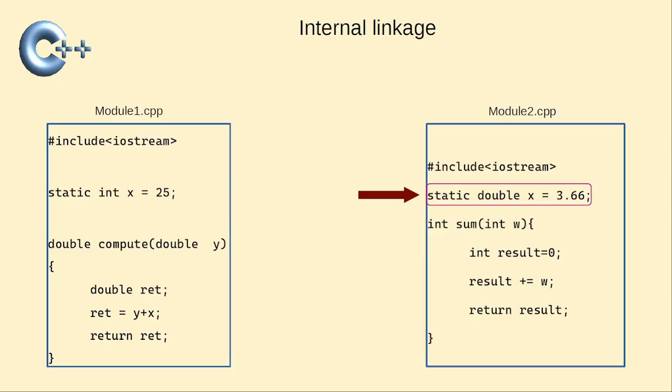Now module 2 defines its variable x. It is not necessary that you have the same type. It could be a different type, double type, and it initializes it to some value, and it also ensures that that variable is internally linked by inserting the keyword static in the beginning.